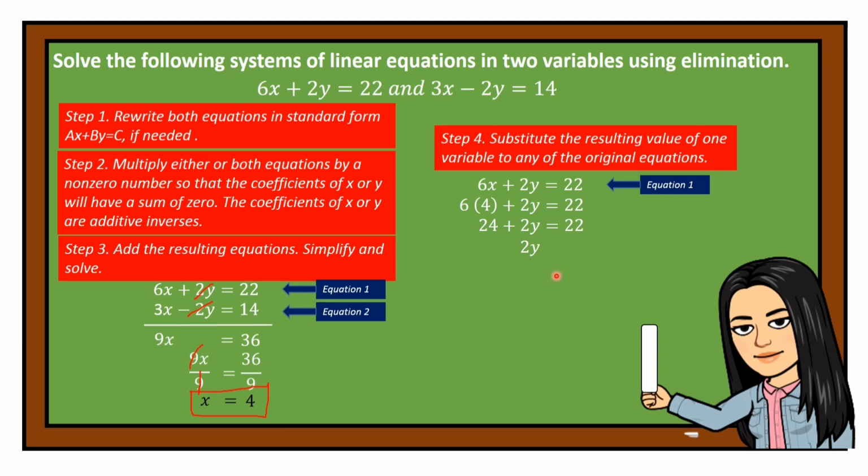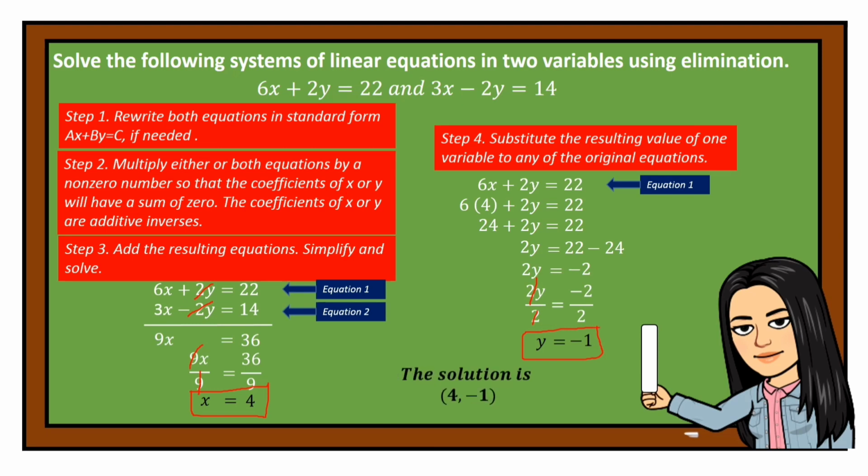Next, 2y is equal to copy 22 and then transpose 24. We have here minus 24. And then let us solve. So we have here 2y equals 22 minus 24 is equal to negative 2. Since meron tayong coefficient na 2 sa ating y, we have to divide both sides by 2. 2y divided by 2. So we have here y equals negative 2 divided by 2 is equal to negative 1. So, ang nakuha nating value ng y is equal to negative 1.